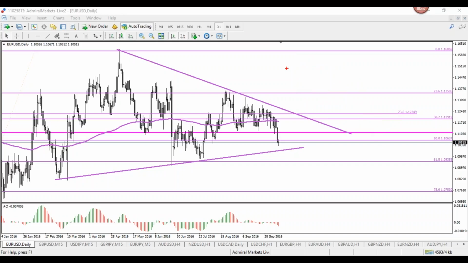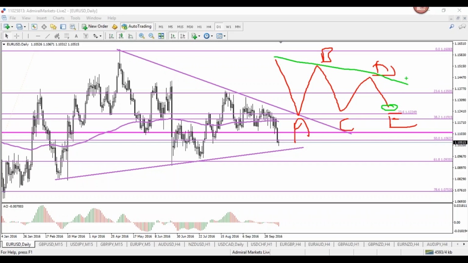With a triangle, it's pretty simple because C cannot break the bottom of A, D cannot break the top of B, and E will not break the bottom of C. All right, so we get lower highs and higher lows. The confirmation would be if price is bouncing here or breaking here, as the triangle is finished.